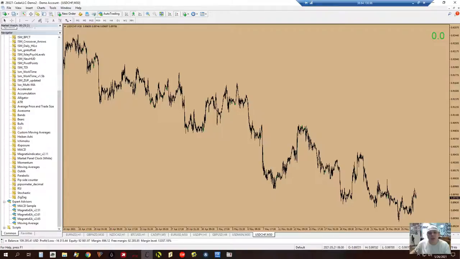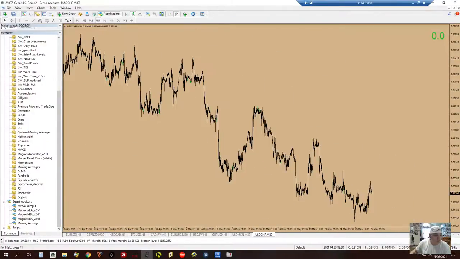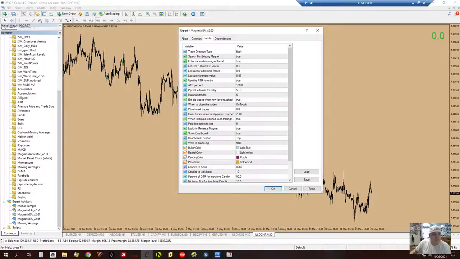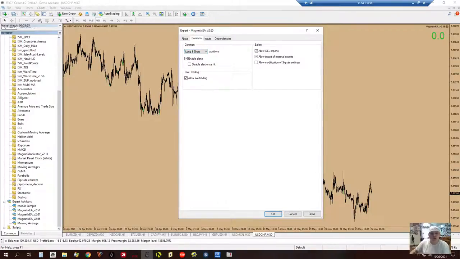So as you can see, of course, we don't have the magnet anymore because we took off the indicator. So what we're going to do is go down to the Magnetix CA, and here you're going to want to make sure this right here is your positions. You want to go long or short, and on this one I want to go long. For live trading, you're definitely going to want that on, and these two you're going to want to select.